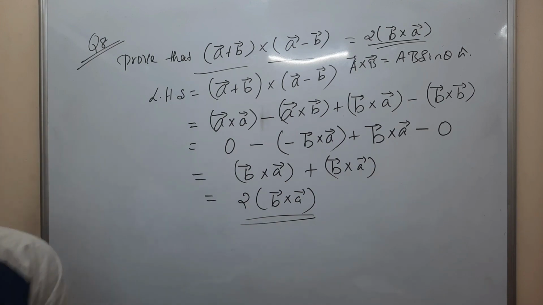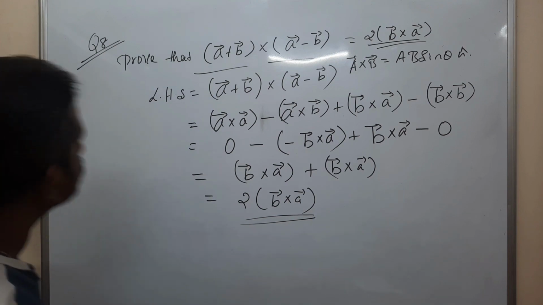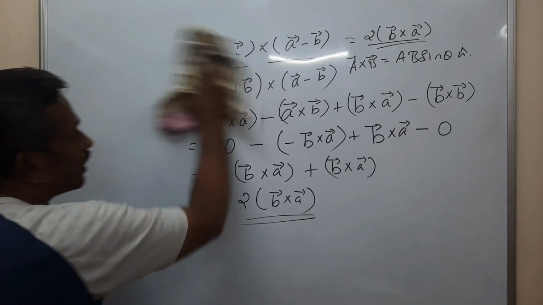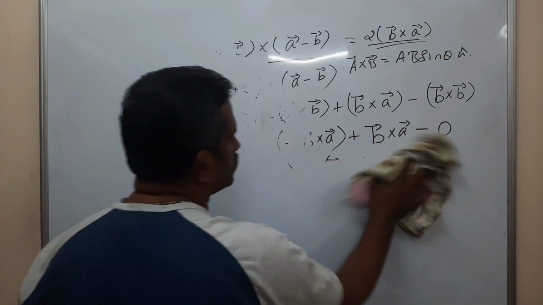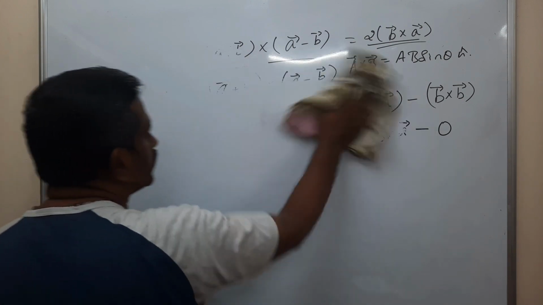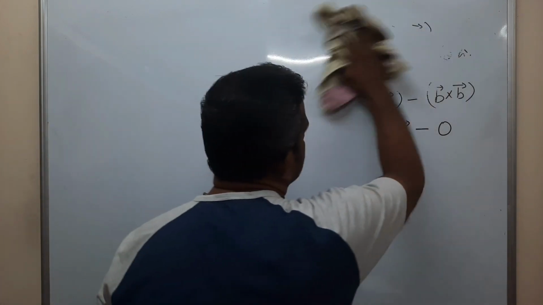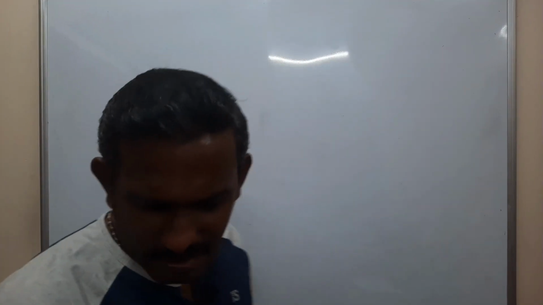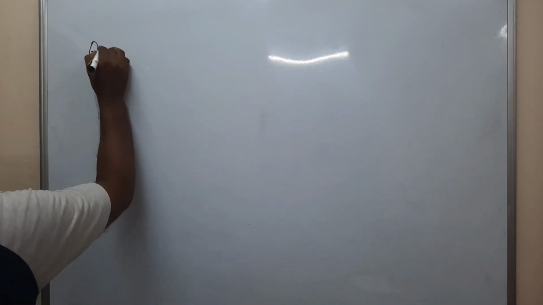So the next question is the 9th question. We have 10 questions to solve on dot product and cross product of vectors. In the previous section we discussed the concepts of the cross product of vectors. So 10 numericals we have to solve. Question number 9.